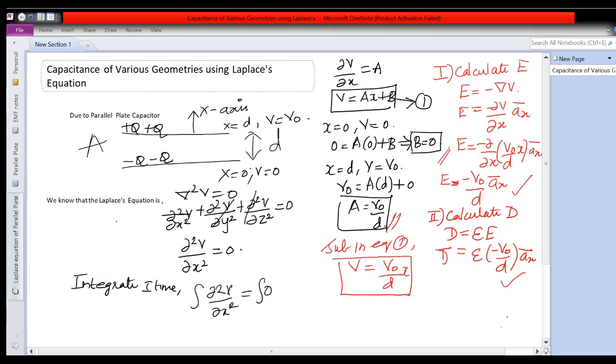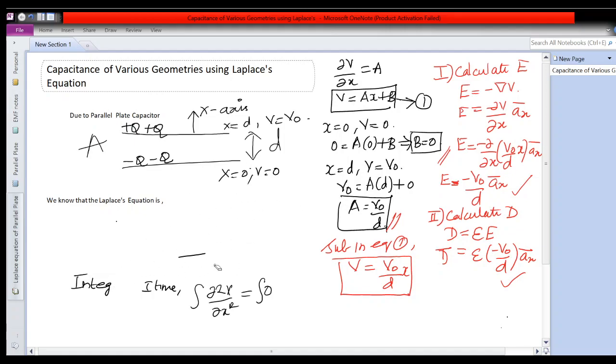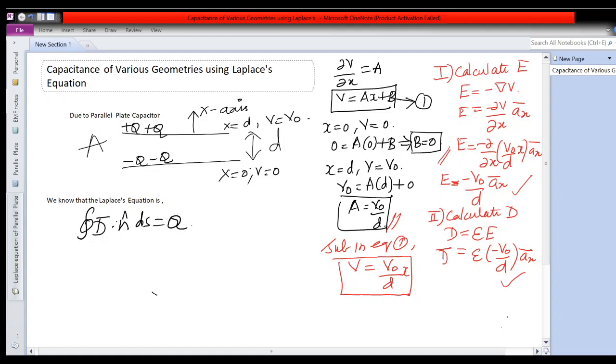So let me clear all these. So we are going to find the capacitance using Gauss law. What is Gauss law? Gauss law is surface integral of D vector dot n cap ds is equal to Q. So D vector you already know, it is here. So epsilon V naught by d into Ax, which is your normal component, the direction vector, that is not necessary here.